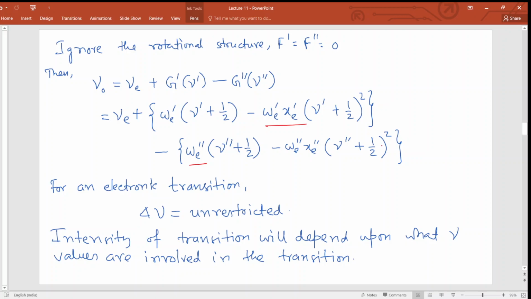Now, on electronic transition, the delta nu is unrestricted. So any value of delta nu is allowed here. Okay. So if that is the case, then the intensity of transition will depend upon what nu values are involved in the transitions. Okay, because that will tell us what is the effective amount of energy that is being released, and essentially where the band will be located and how many transitions are happening, so that effectively determines the intensity.